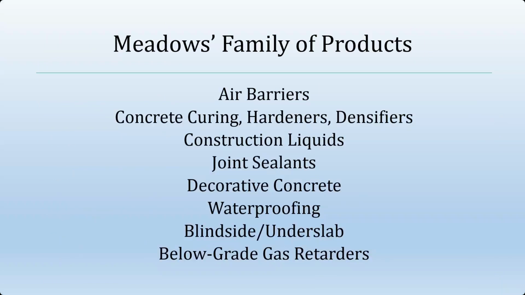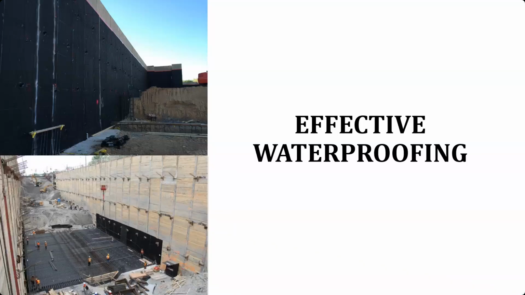The Meadows family of products includes, of course, air barriers, concrete cures, construction liquids, hardeners, densifiers, joint sealants, and our Division 7 products, which we'll talk about today: waterproofing, underslab, blindside systems, below grade vapor retarders, aka vapor barriers, and hot, cold, and self-curing sheet waterproofing, all of which factor into today's program. Let's begin. Got a lot of stuff to cover, and let's go.